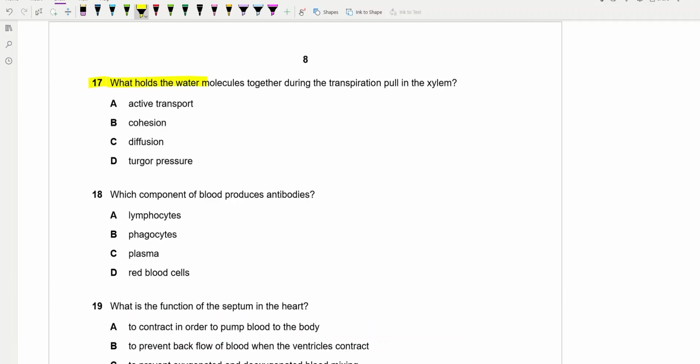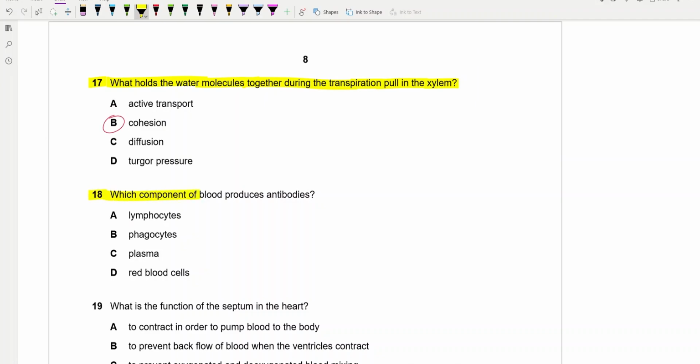Question number 17. What holds the water molecules together during transpiration pull in the xylem? Option A, active transport. Option B, cohesion. Option C, diffusion. Option D, turgor pressure. The correct answer would be option B as it sticks the particles together.